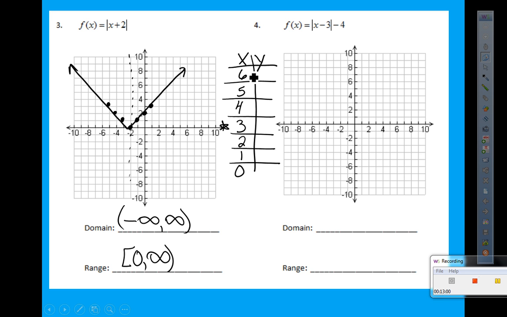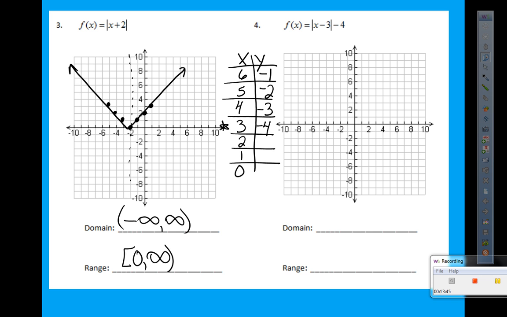So here goes. Plug in your 6 first. 6 minus 3 is 3. Now I've got to subtract 4. So 3 minus 4 is negative 1. 5 minus 3 is 2. Absolute value of 2 is 2. 2 minus 4 is negative 2. 4 minus 3 is 1. 1 minus 4 is negative 3. 3 minus 3 is 0. 0 minus 4 is negative 4.